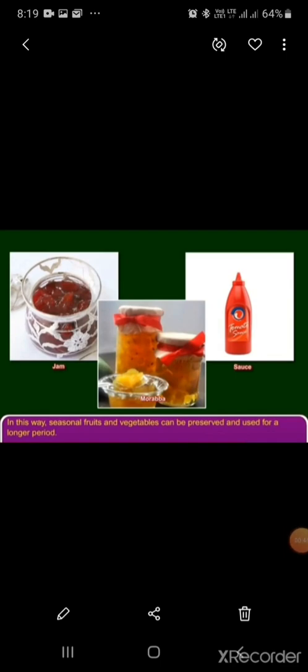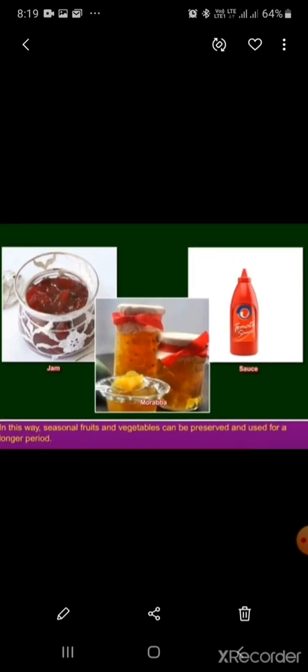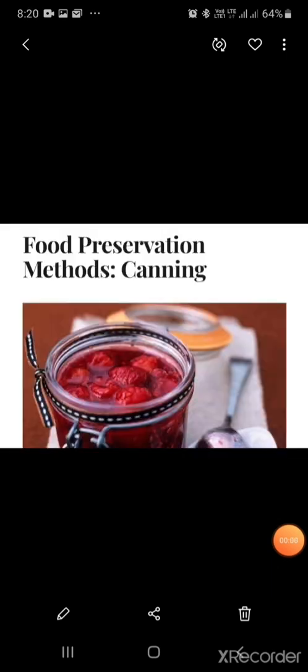Salt and sugar remove water from the food. This prevents the bacteria from growing and prevents food spoilage. In this way, seasonal fruits and vegetables can be preserved and used for a longer period. And the last food preservation method is canning. Food is first heated to a high temperature to kill food spoiling bacteria and fungi, and then sealed in an airtight can to prevent the growth of microorganisms again.